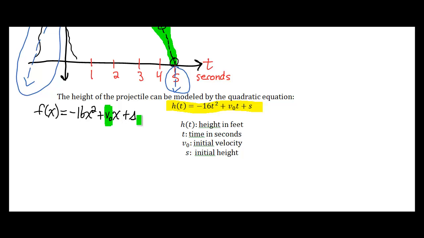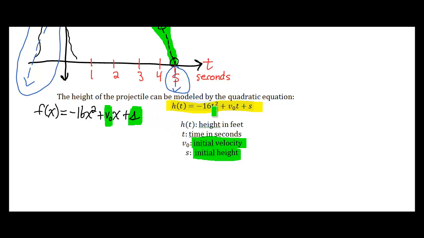There's a number sitting in here for v naught and s. V naught is the initial velocity. I will always give you that. I'll tell you how fast the person is throwing the ball initially from the time they're throwing it off the hill. The initial height is how high the ball is at the time equals 0, the initial time. I'll always tell you this as well.